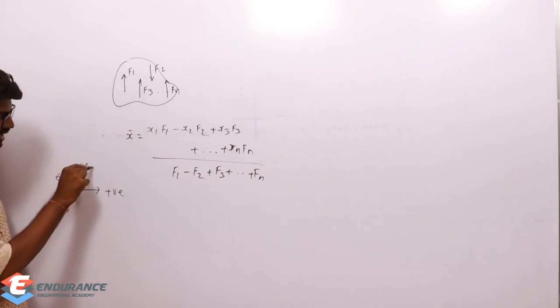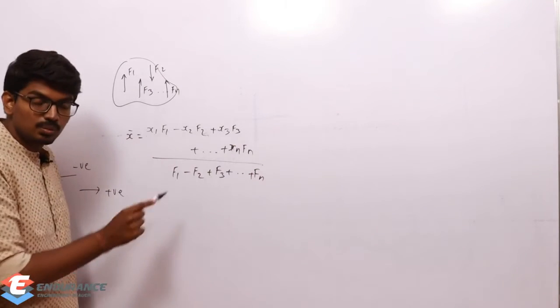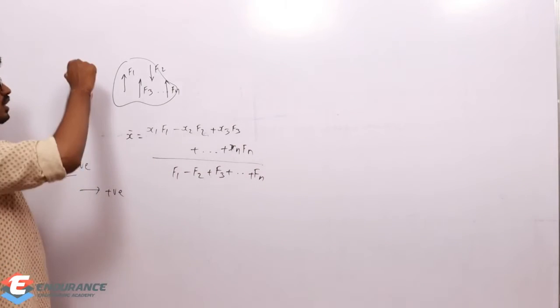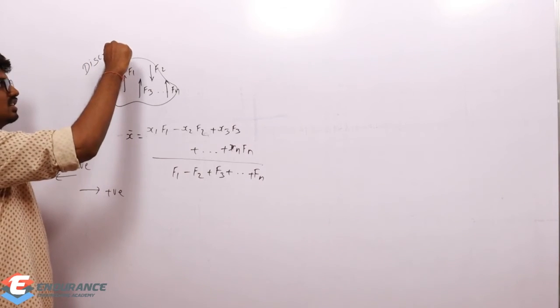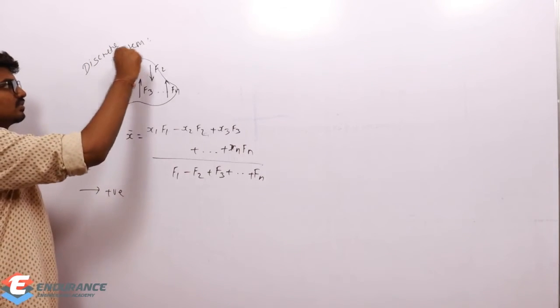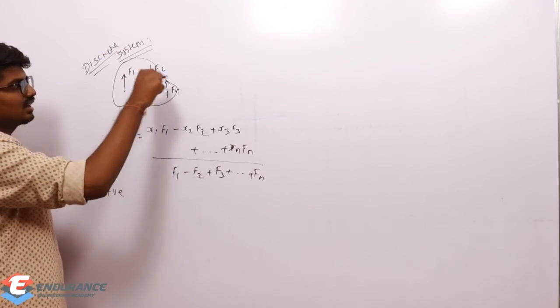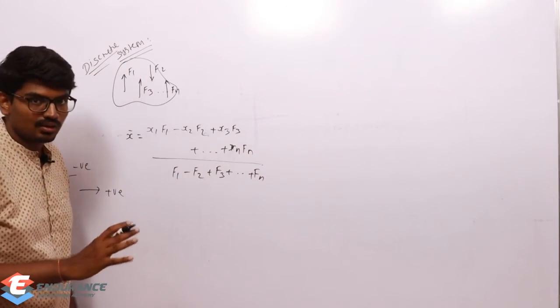If it is left side, you take it as negative, both in numerator and denominator. And one thing to note here is, this is a discrete system of forces. The forces are acting in a discrete fashion, they are not continuous.